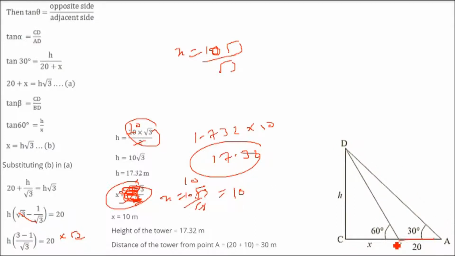Now what is the distance here? This is 20 and this is what? 10. So 20 plus 10 is the distance from here to here. It is 30. So the height is 17.32 and the distance from C to A is 20 plus x, that is 20 plus 10, that is 30.